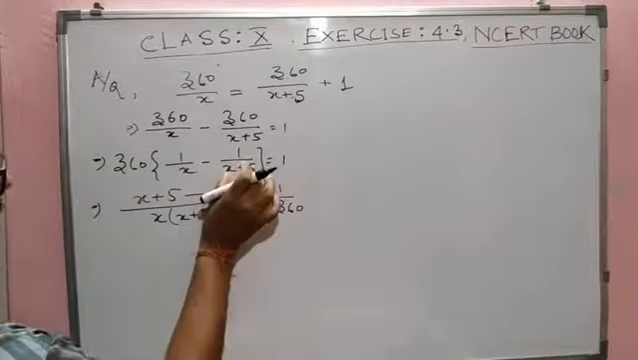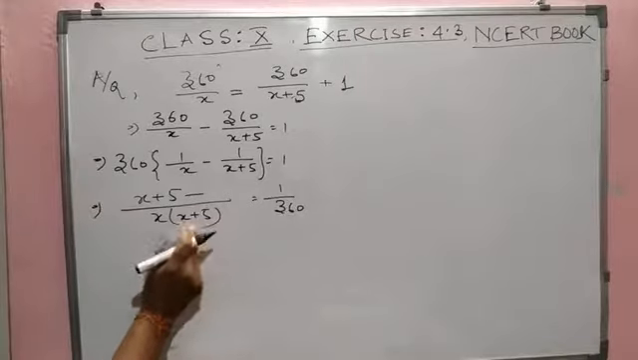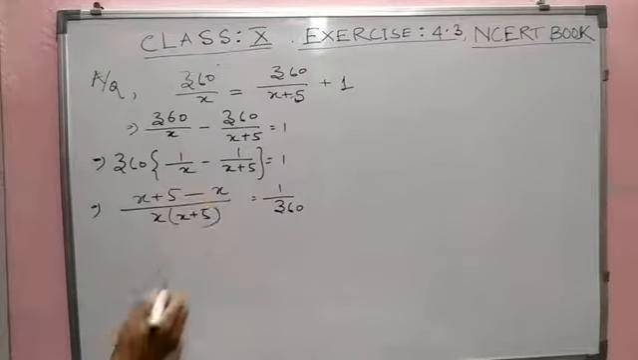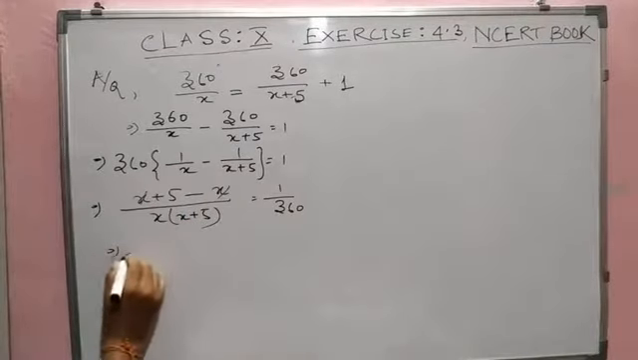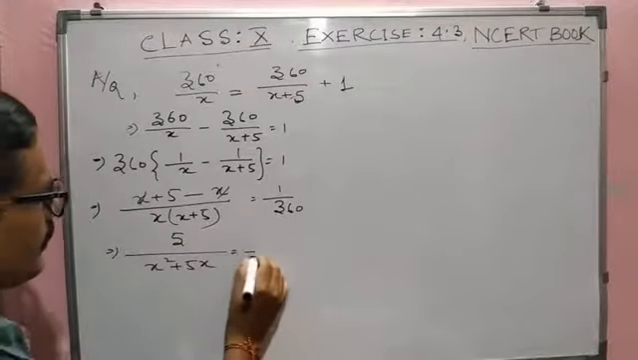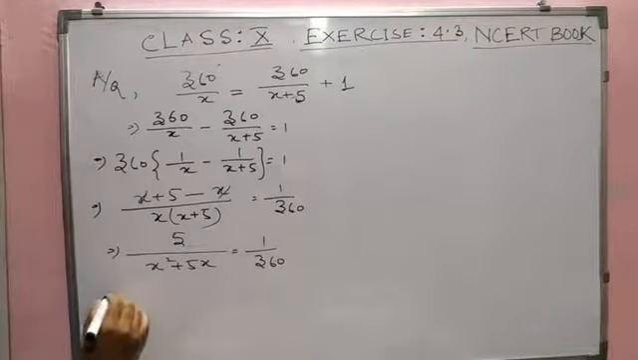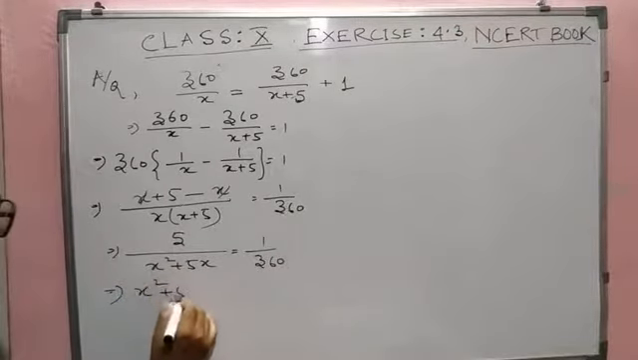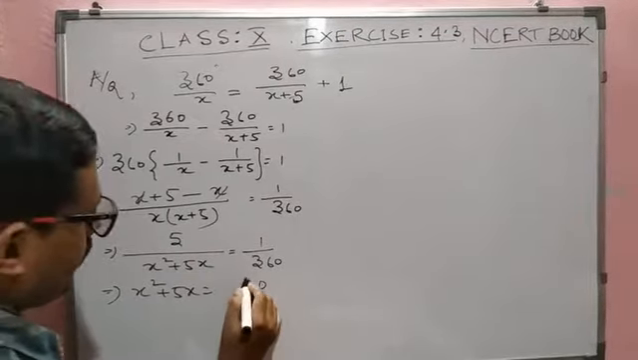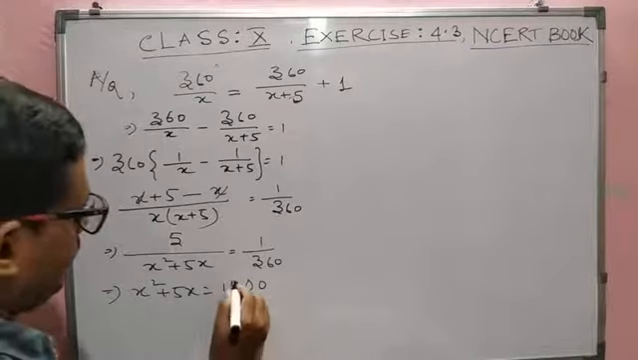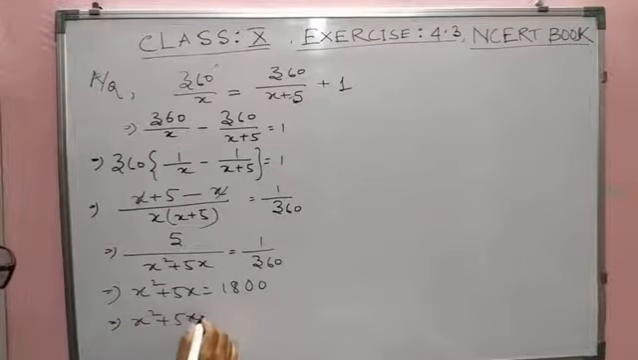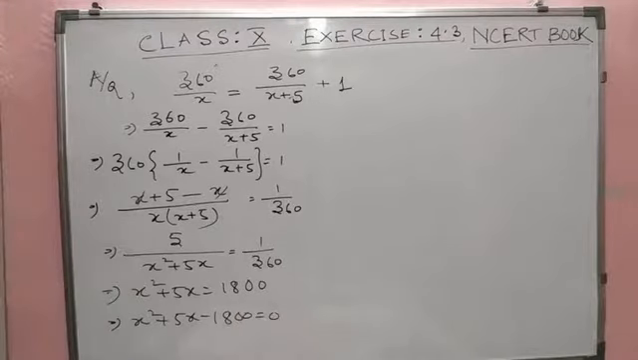Minus is there. By this, we have to again divide this. So x plus 5 will cancel, x will remain multiplied with 1. So x. Now this and this cancel. So we get ultimately 5 by x square plus 5x equal to 1 by 360. Now do the cross multiplication, we get x square plus 5x. On cross multiplication, 5 times 360 divided by 10, we get 180 on this side. So now we get x square plus 5x minus 1800 equal to 0.